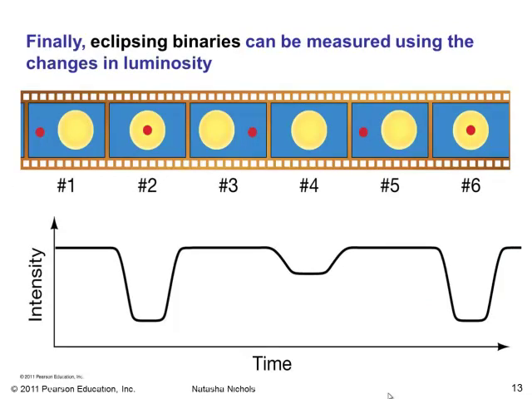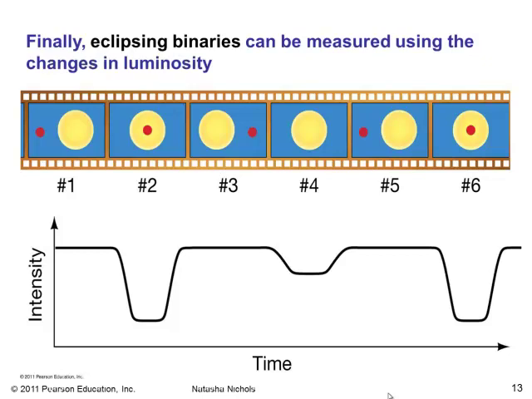There's one other type of binary called the eclipsing binaries, and they can be measured using the changes in luminosity. If the two stars are in a binary system, and they're orbiting in such a way, from our point of view, that they eclipse one another, then we can get additional information on their radii and masses by observing the periodic decrease in starlight intensity as one star passes in front of the other.